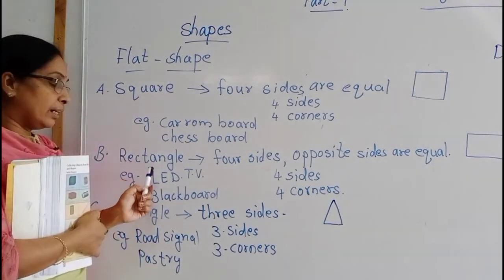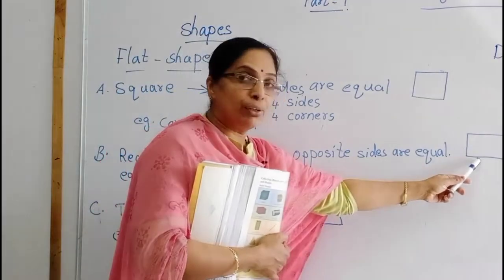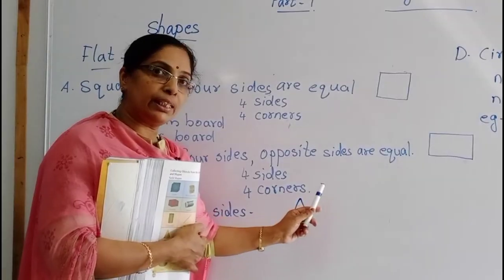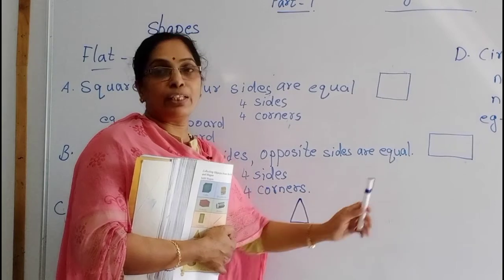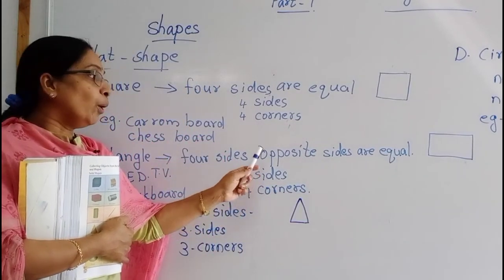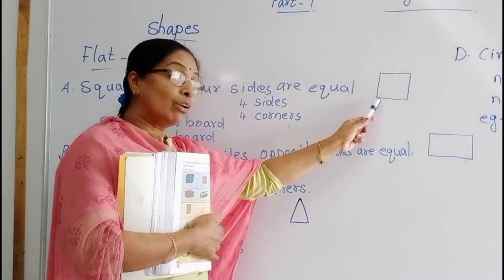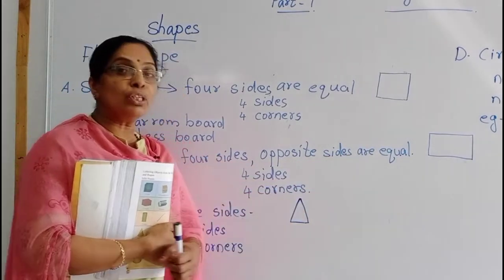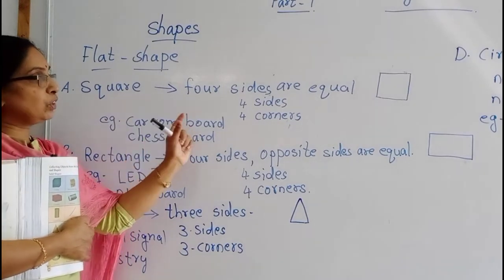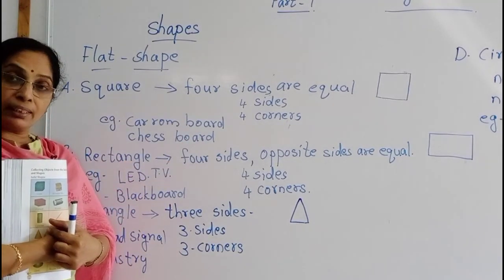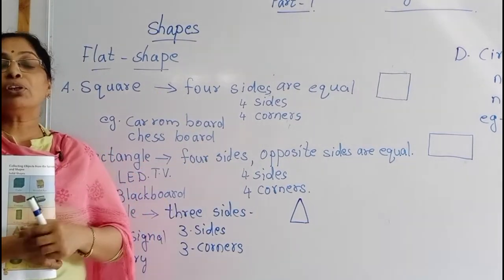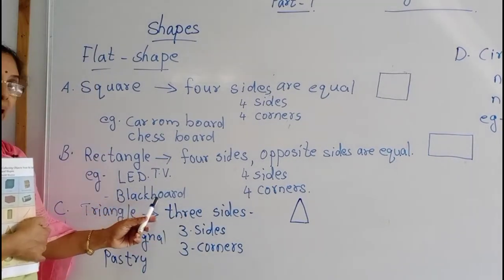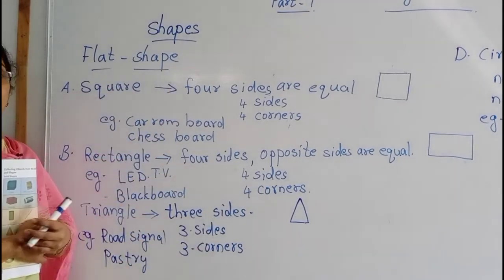The second one is a rectangle. This is the shape of a rectangle. It has four sides, but the four sides are not equal. Only the opposite sides are equal. For the rectangle, only the opposite sides are equal. But in the square, all sides are equal. Here, four sides and four corners also for the rectangle. One same thing for the square and rectangle. It has four sides and four corners. Then for the example is LED TV, then blackboard. These also are in the shape of a rectangle.